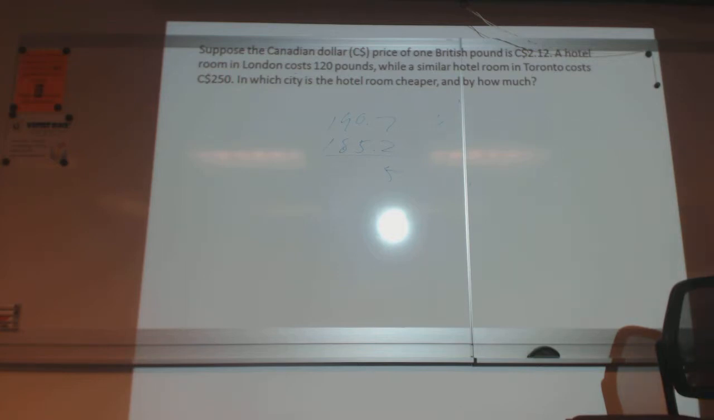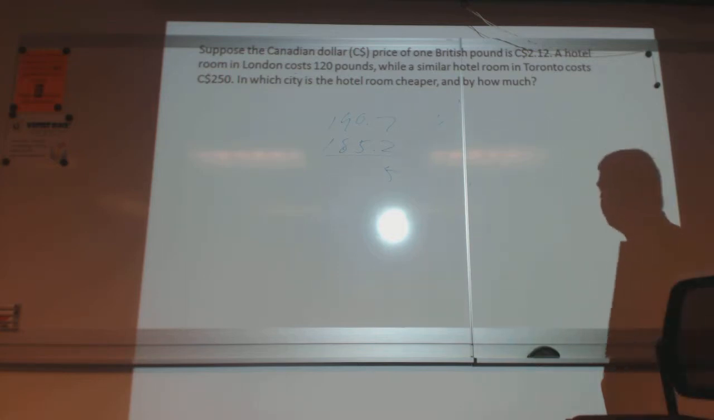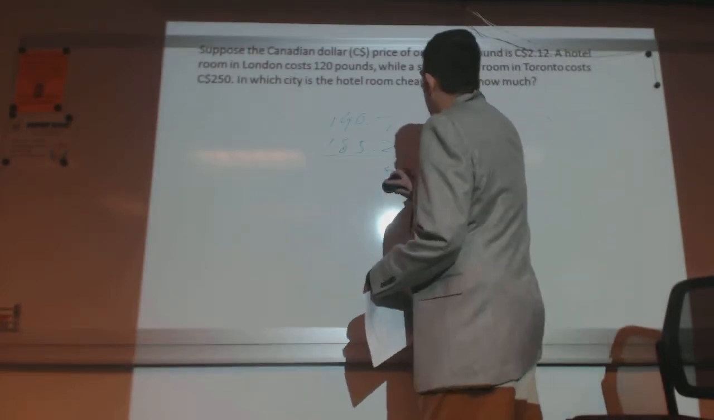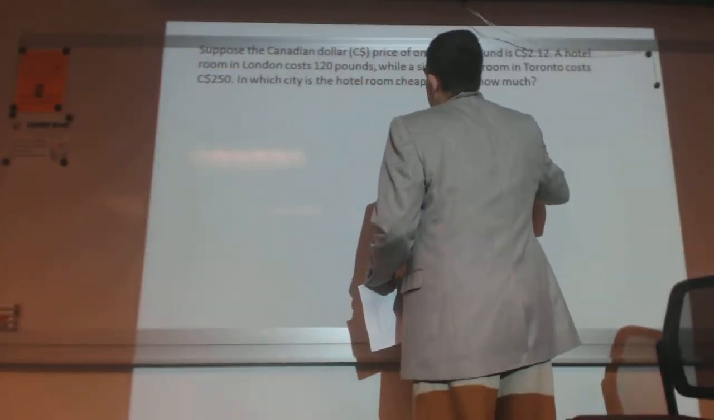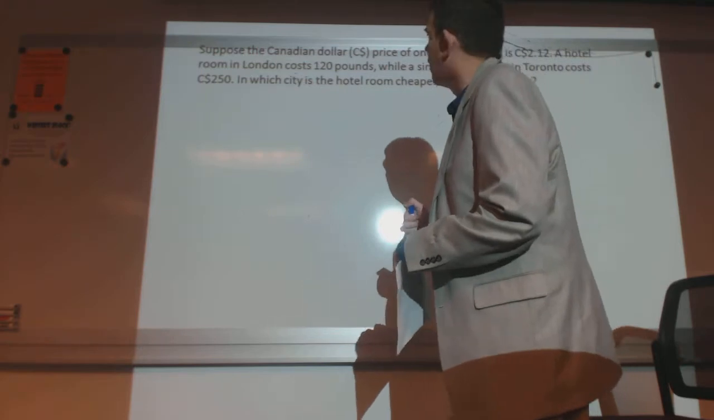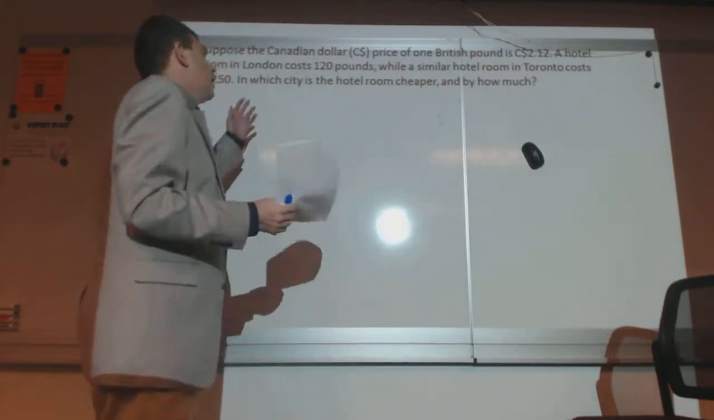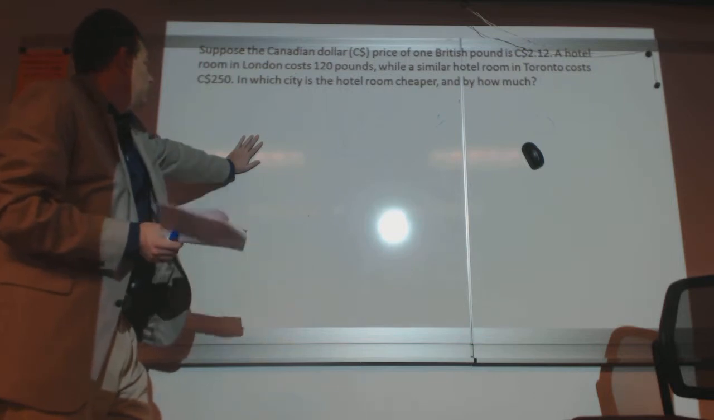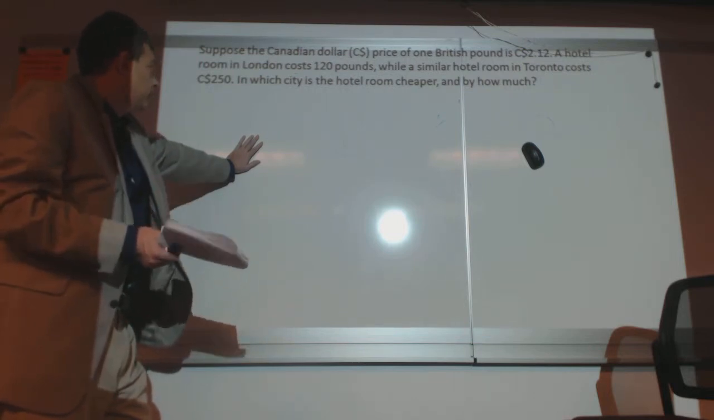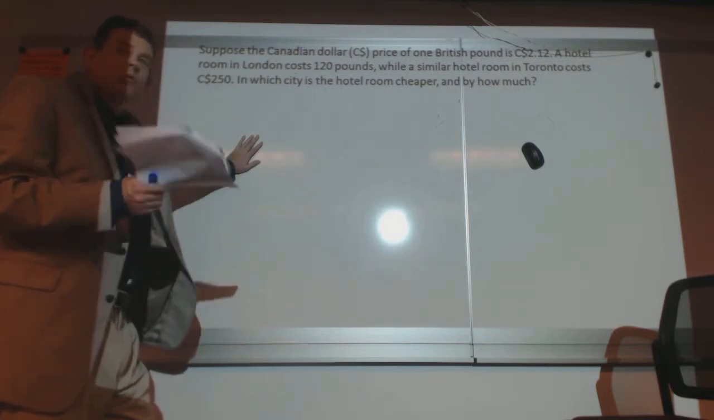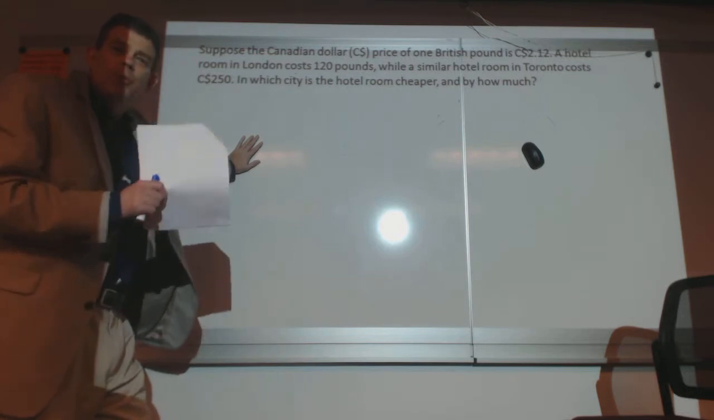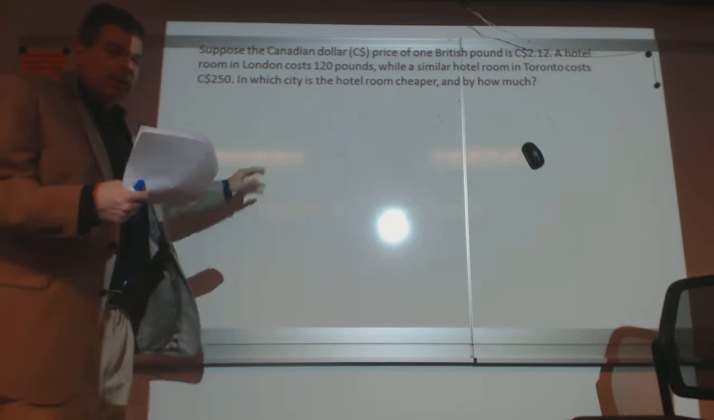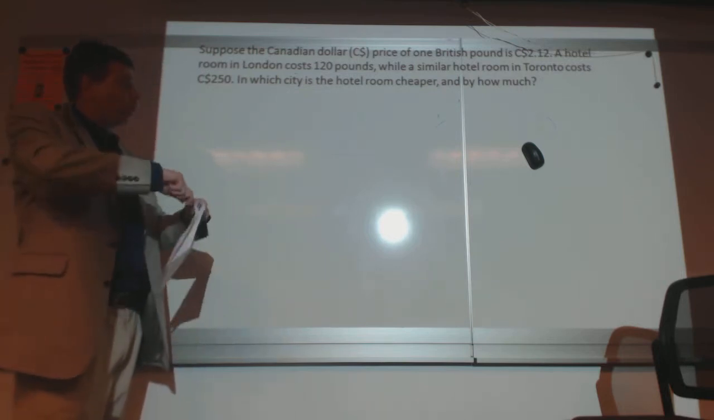Suppose the Canadian dollar price of 1 British pound is $2.12 Canadian. A hotel room in London costs 120 pounds, while a similar hotel room in Toronto costs 250 Canadian. In which city is the room cheaper? How would we figure that out? You have to convert it. Yeah, and here's what we know.